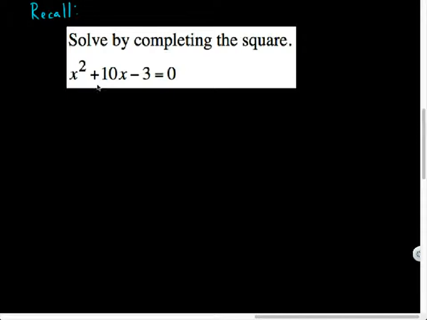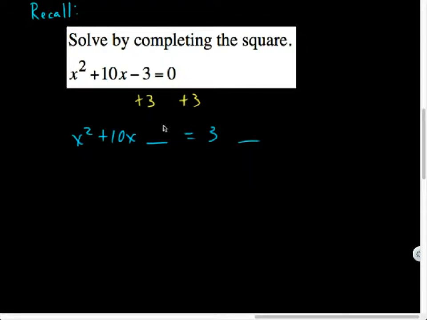So in order to solve by completing the square, let me walk you through this. Step 1 was move the old c term to the other side, right? So we remember doing that. And then we'd have x squared plus 10x blank equals 3 blank, right? So that's the first step we did.